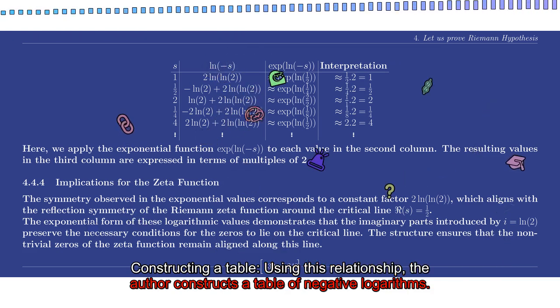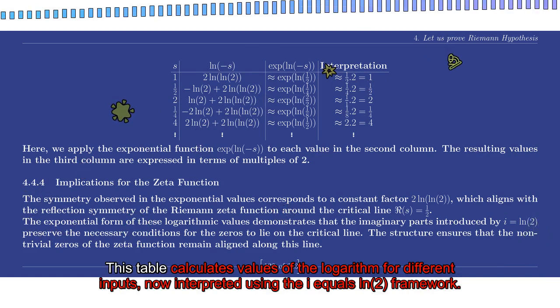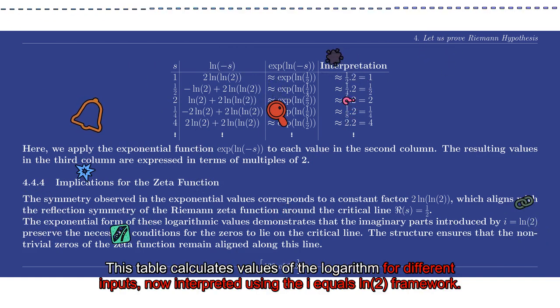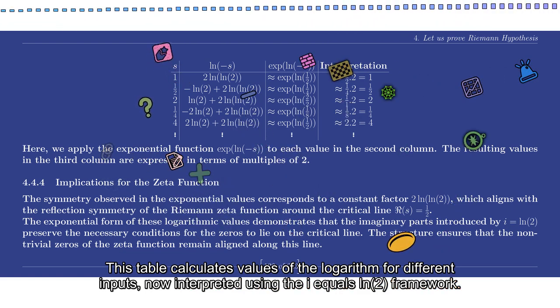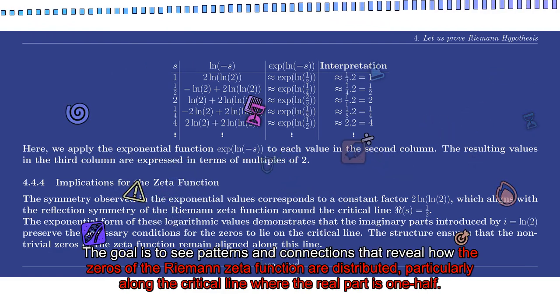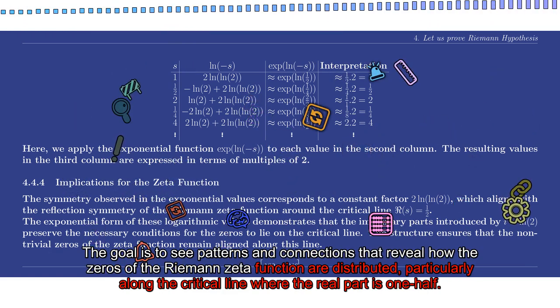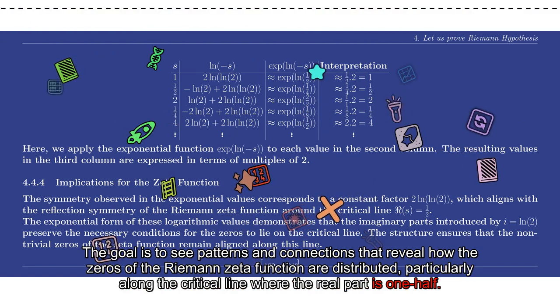Constructing a table. Using this relationship, the author constructs a table of negative logarithms. This table calculates values of the logarithm for different inputs, now interpreted using the i equals ln 2 framework. The goal is to see patterns and connections that reveal how the zeros of the Riemann zeta function are distributed, particularly along the critical line, where the real part is 1/2.